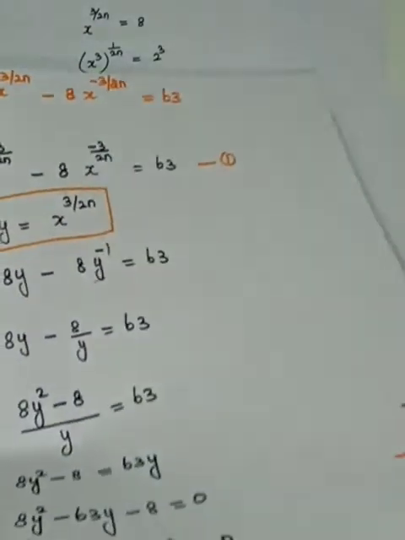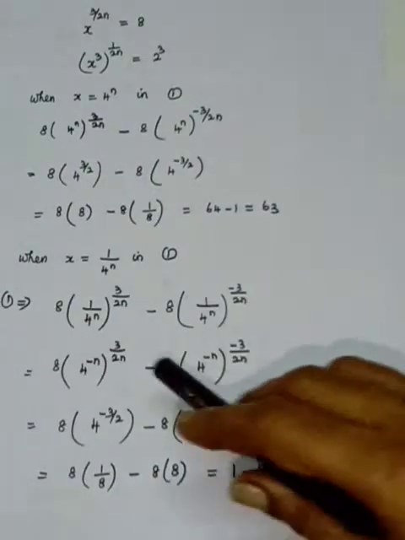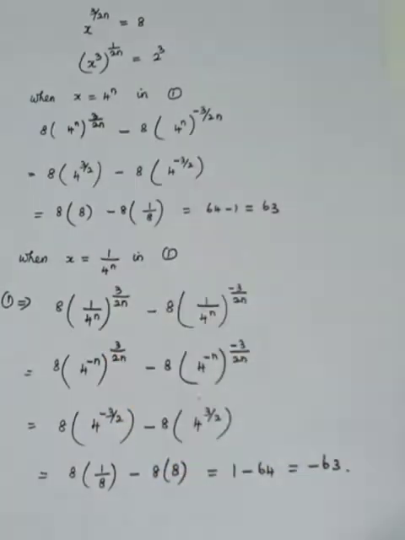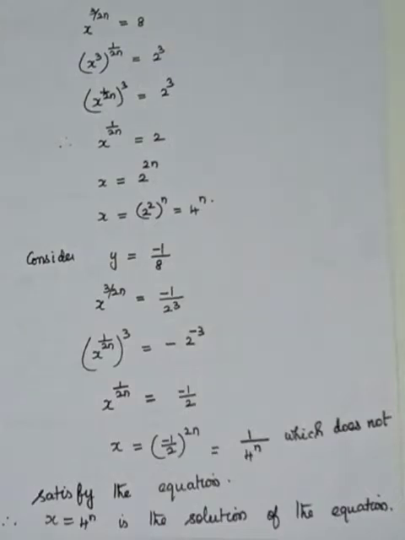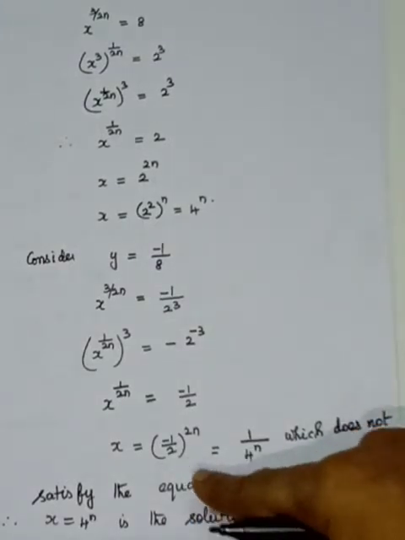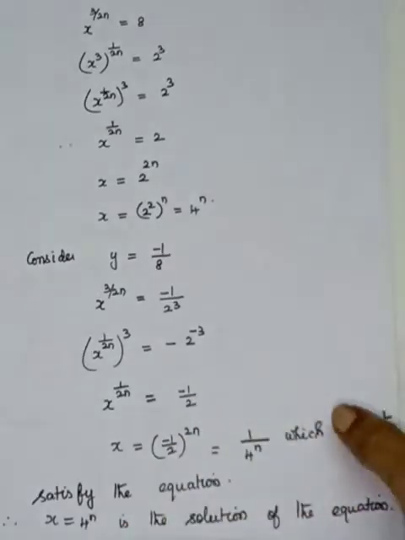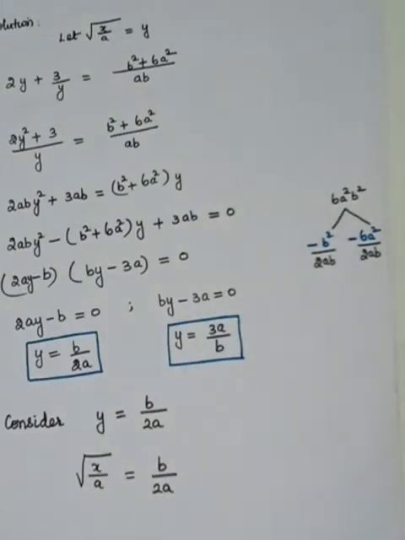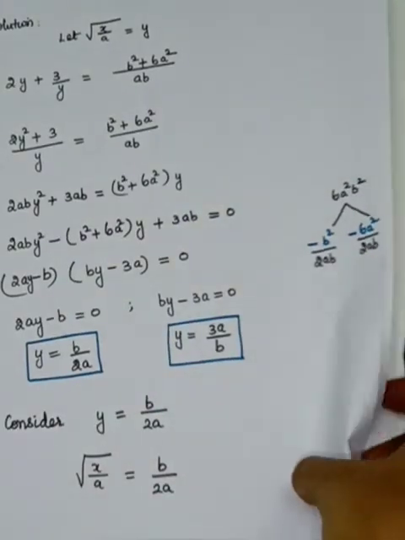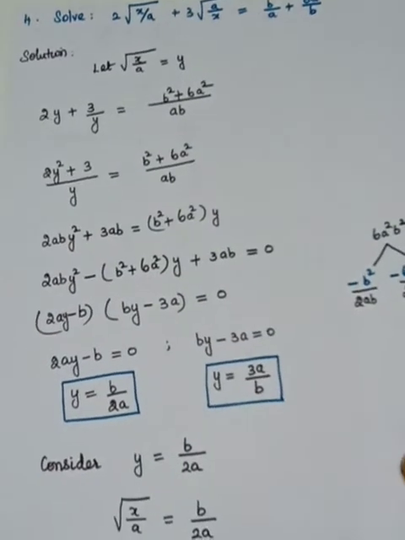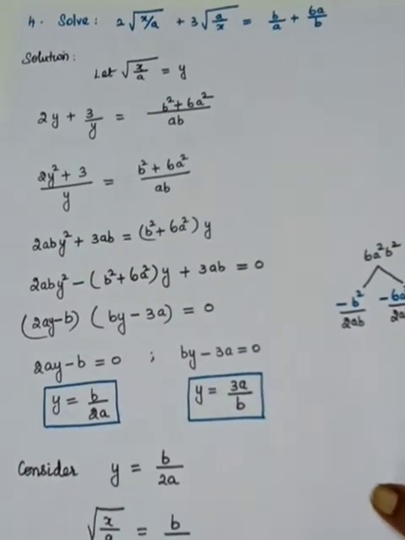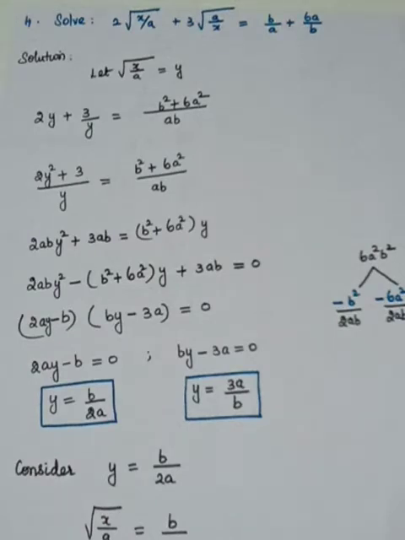It is 63. So therefore the second solution, x equal to 1 by 4 power n, does not satisfy the given equation. So therefore the solution of the equation is x is equal to 4 power n. And coming to the fourth problem, what is it? Solve 2 into square root of x by a plus 3 into square root of a by x is equal to b by a plus 6a by b.